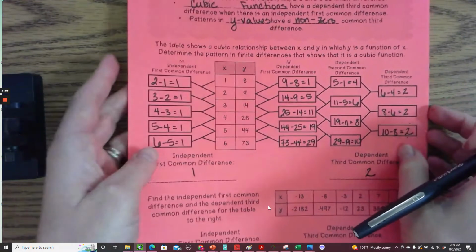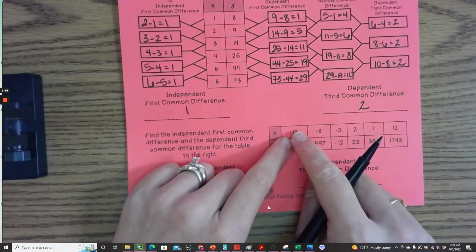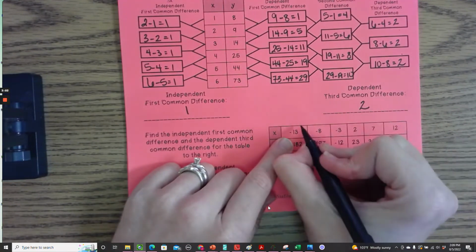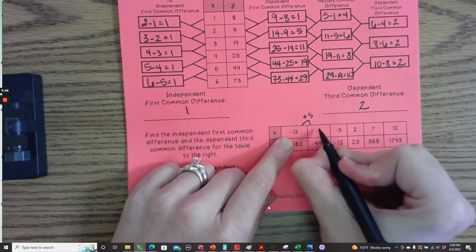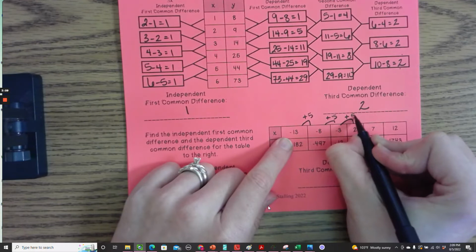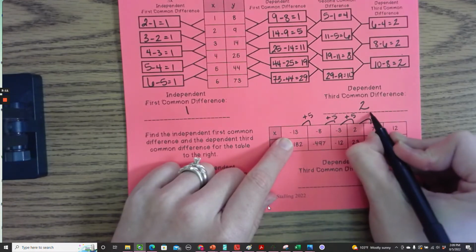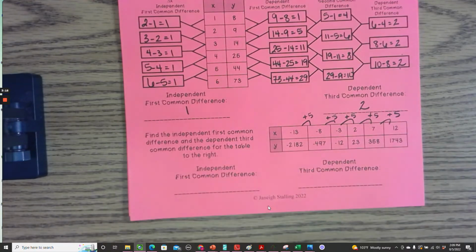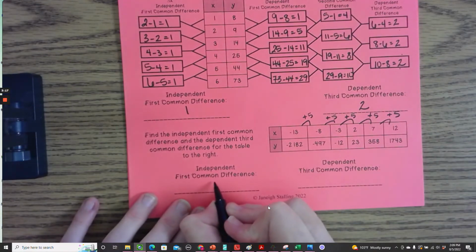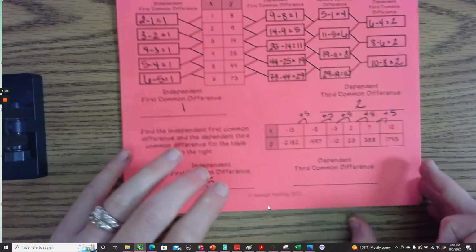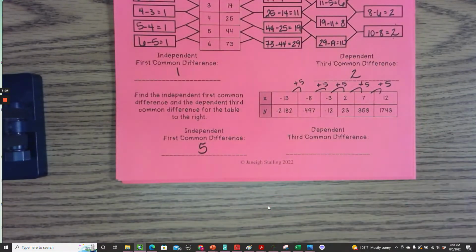All right, another table here. My change here in the x, negative 13 plus 5 gives me a negative 8. Negative 8 plus 5 gives me a negative 3. Negative 3 plus 5 gives me a 2. 2 plus 5 gives me 7. 7 plus 5 gives me 12. That is my independent first common difference.